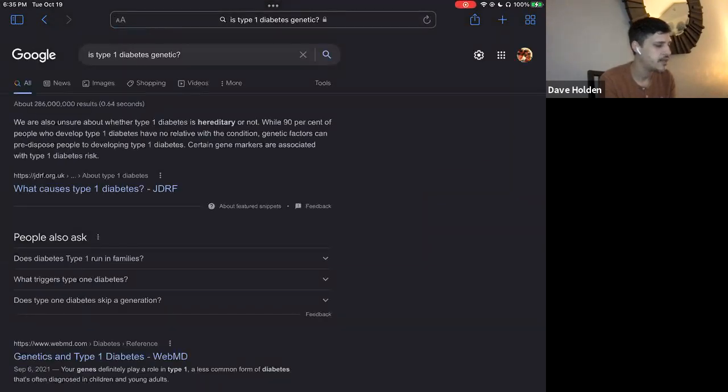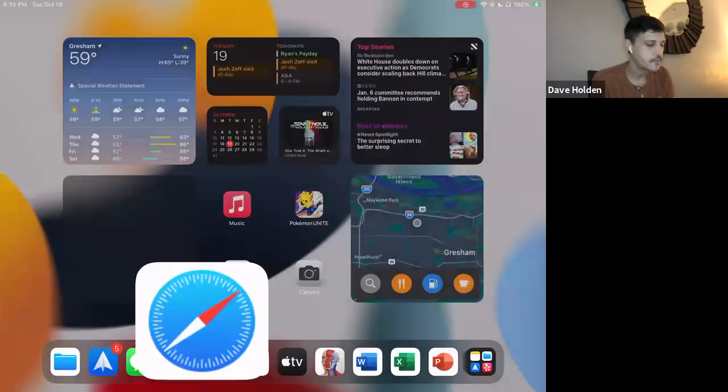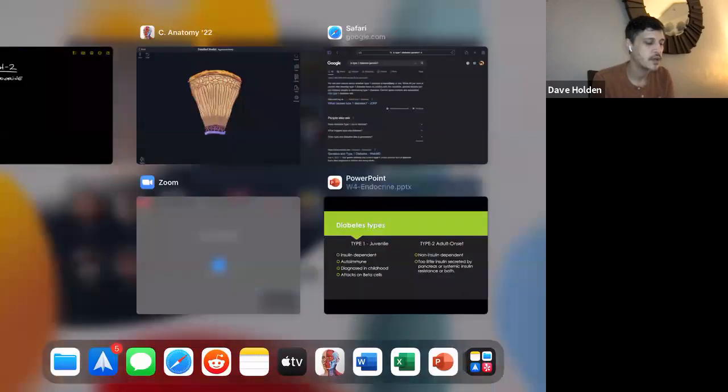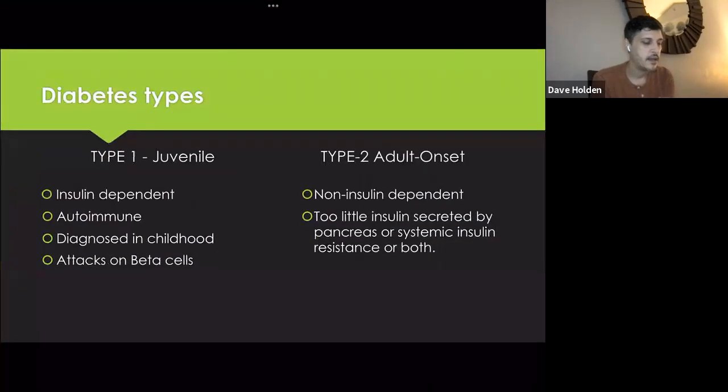Yeah, we are unsure. 90% of people who develop type 1 have no relative with the condition. Genetic factors can predispose people to developing type 1, and there are certain gene markers associated with risk. So, yeah, again, the scientific answer is it's not really clear. I would say type 1 diabetes more so than type 2.